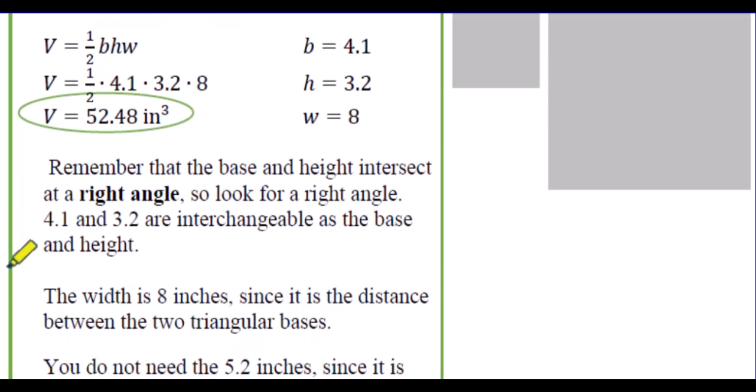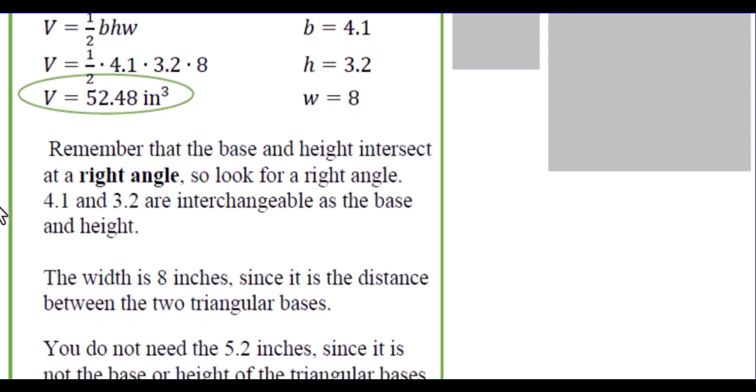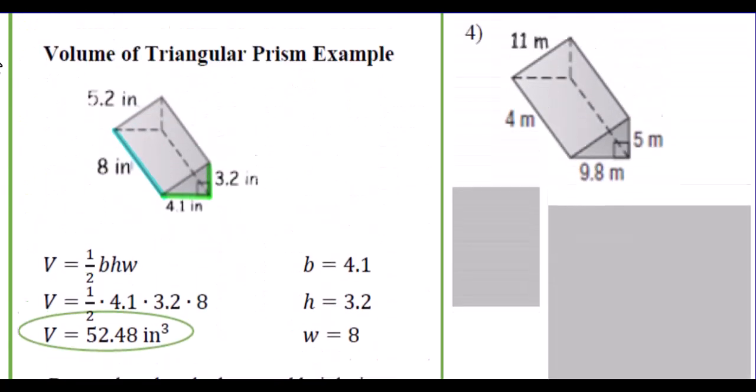And again, there are some reminders down here. We want to keep in mind that the base and height intersect at a 90-degree or right angle, so we want to look at that. I did note that 4.1 and 3.2 are interchangeable as the base and the height, since they each intersect at a 90-degree angle. Again, the width is 8 inches, since it's the distance between your two triangular bases, and I stated here that you do not need that 5.2 inches, since it's not the base, height, or width of the prism. All right, let's go ahead and do a few examples.